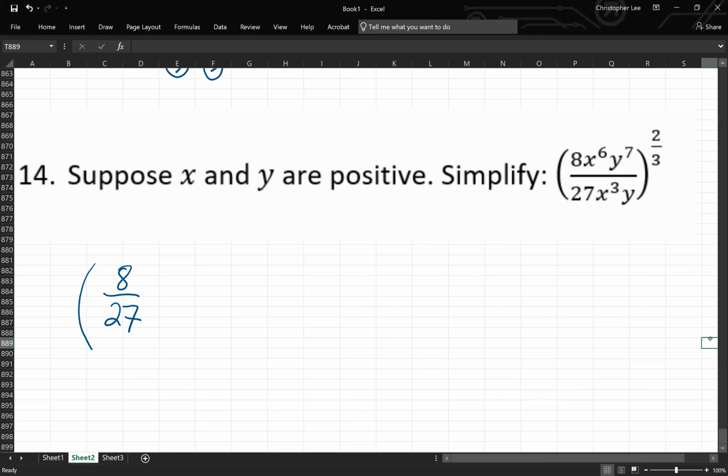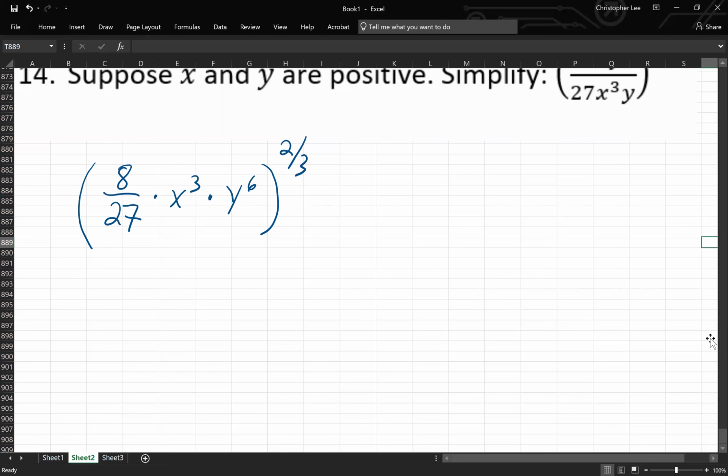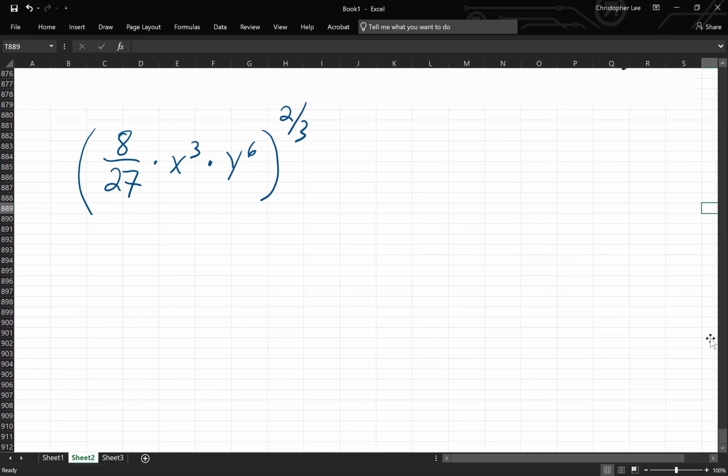However, x to the 6th divided by x to the 3rd becomes what? x to the 3rd, right? And then y to the 7th divided by y becomes, good, y to the 6th. And then that's it. Now, apply that 2/3 power to everyone individually.